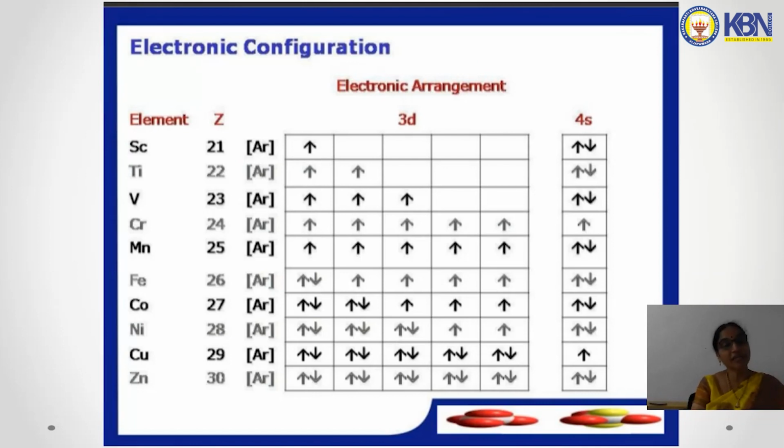And manganese again 4s2 3d5, iron 4s2 3d6, cobalt 4s2 3d7, nickel 4s2 3d8.